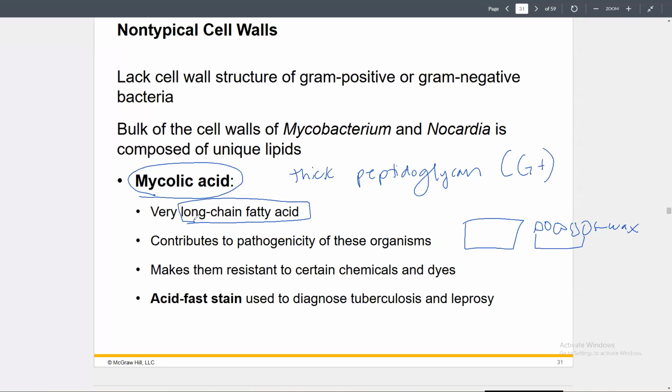There's only certain kinds of bacteria that can have this. These are Mycobacterium and Nocardia. So I've told you that it's only two, Mycobacterium and Nocardia. I'm never going to test you on Nocardia. Why? Because Mycobacterium is considerably more important medically. So I'll often test you on Mycobacterium.